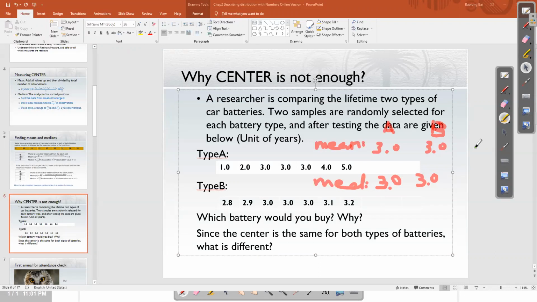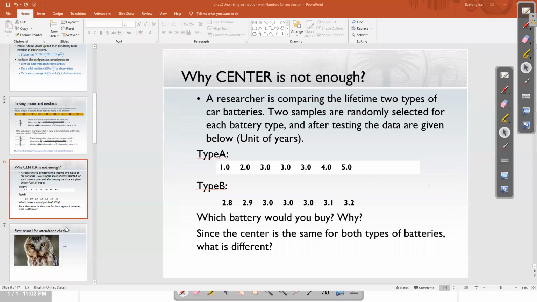So there's something different between the two types of batteries that is not being described. And someone already sees what it is, right? The spread of type B batteries is from 2.8 to 3.2. The spread of type A batteries is between 1.0 and 5.0, right? So we can see their spread is different. If you want to describe the data in full, we have to describe center and spread. So now we're going to talk about how to describe spread.